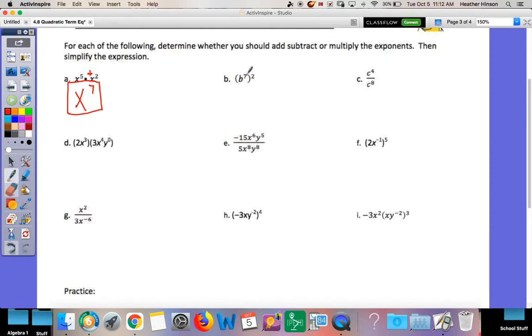Okay, b to the 7 squared. When it's outside parentheses, you can write this twice. So this is b to the 7 times b to the 7, which when we're multiplying our variables, we're going to add our exponents. So 7 plus 7 is b to the 14. Now we could also just distribute that 2. 7 times 2 is b to the 14 as well.